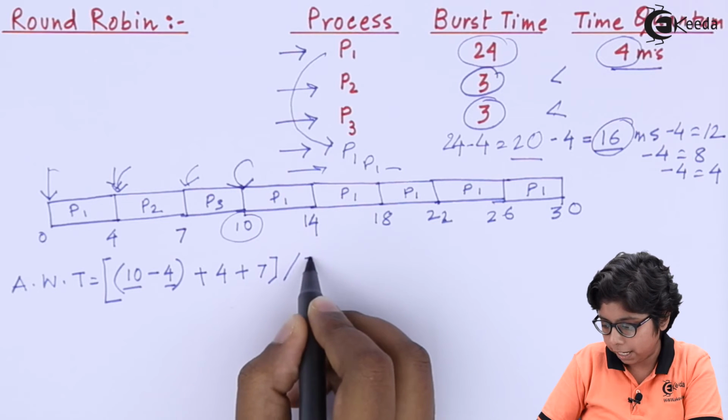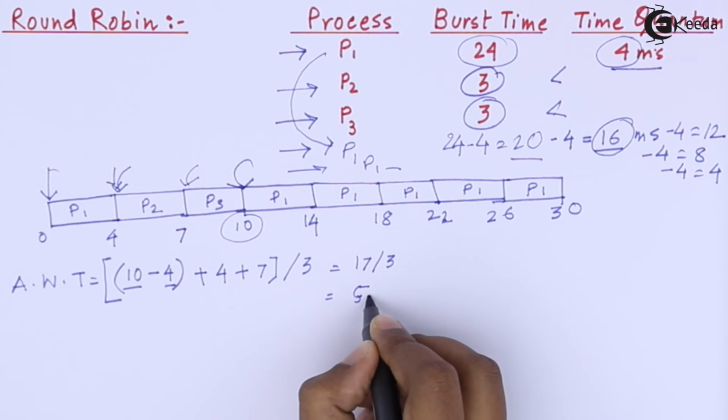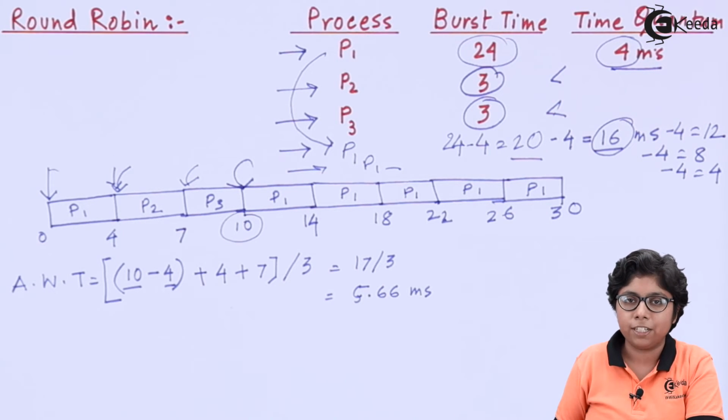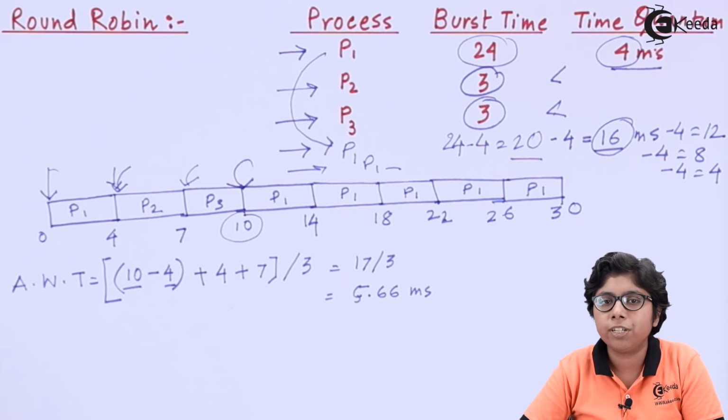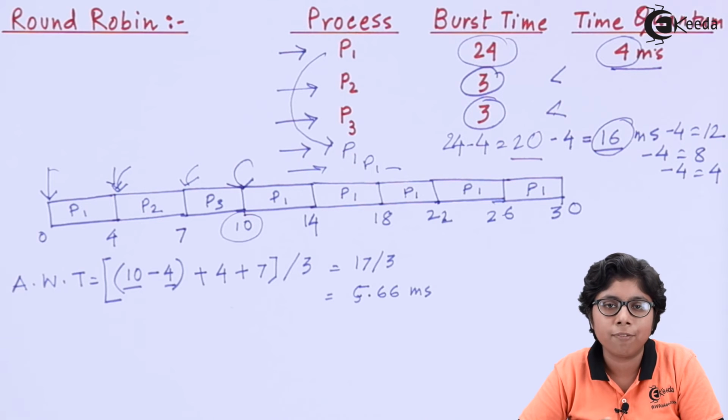So the average waiting time is 5.66 milliseconds. As we can see, the average waiting time for the round robin scheduling algorithm is much more if we compare it with SJF, SRJF or priority scheduling. Thus we can choose round robin scheduling in the case of time sharing systems only. It is effectively used in real time, single user and multi-user systems.